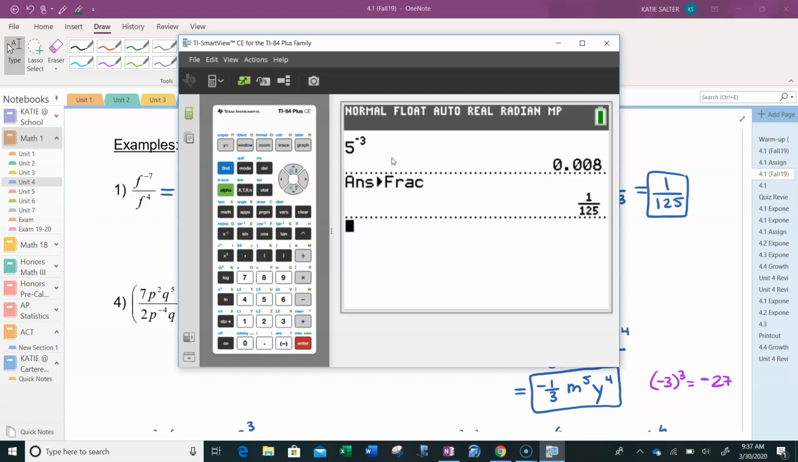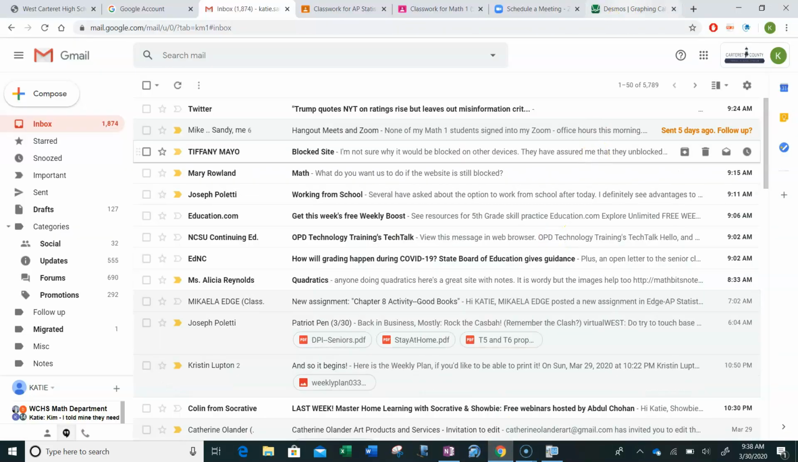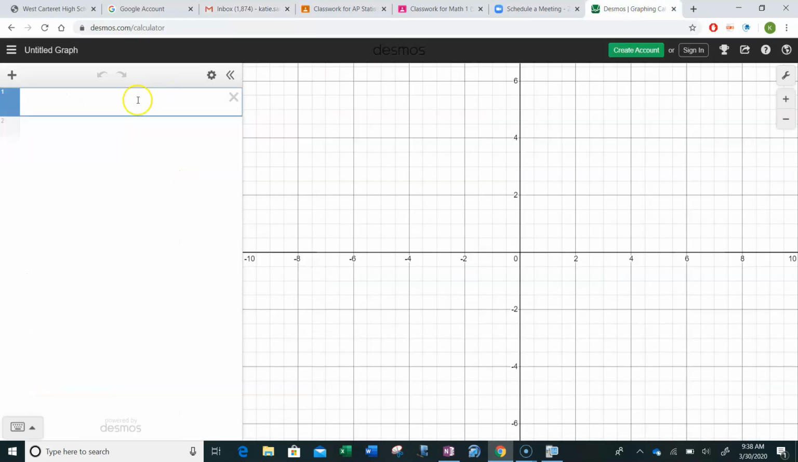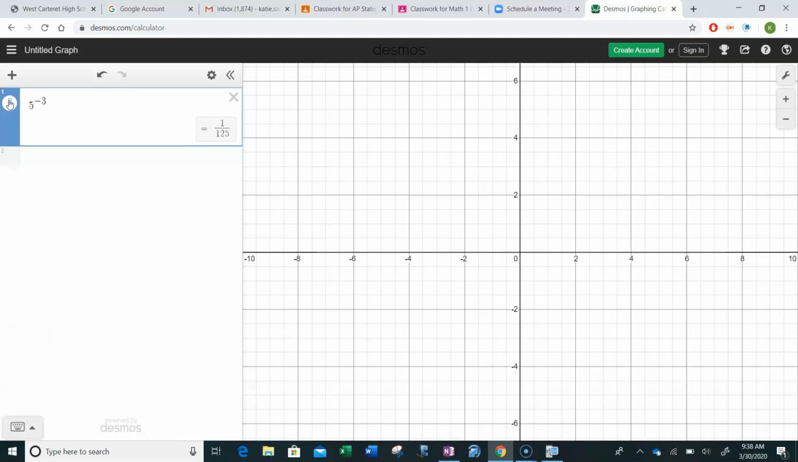You can also do this in Desmos. If you wanted to use Desmos for this problem, let me pull this up real quickly. All you would do is come over here, and you can just pull up your little tablet down here, and just type in 5, and then you just click this A raised to B, and it does the raised to, and then type in -3. And when you do it, again, it gives you a decimal over to the side. And then you'll notice over in Desmos, it has this little fraction looking thing over to the side. Just click that and it'll change it to a fraction for you. 1 over 125.